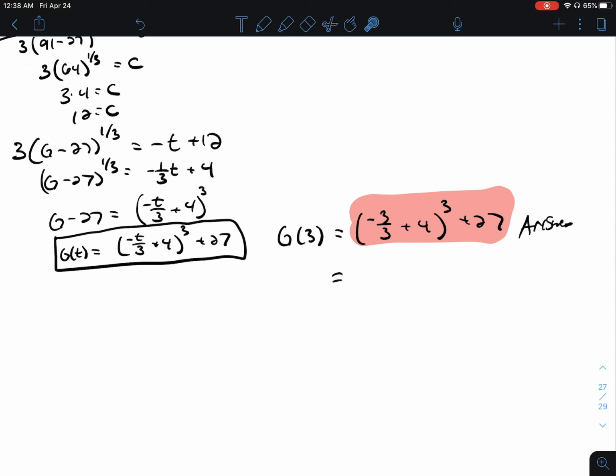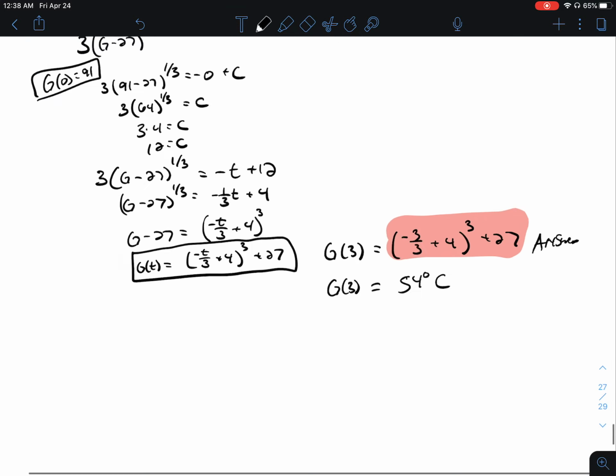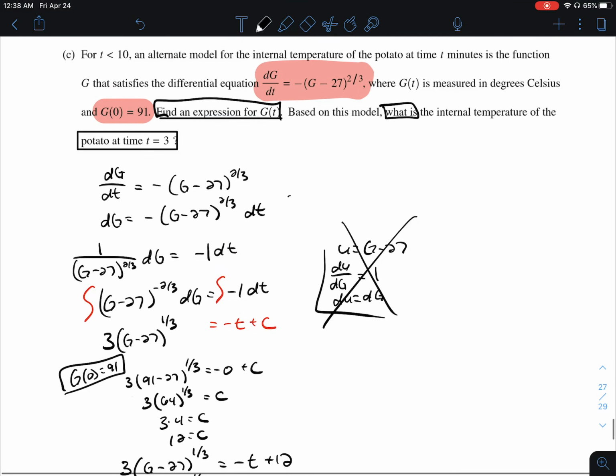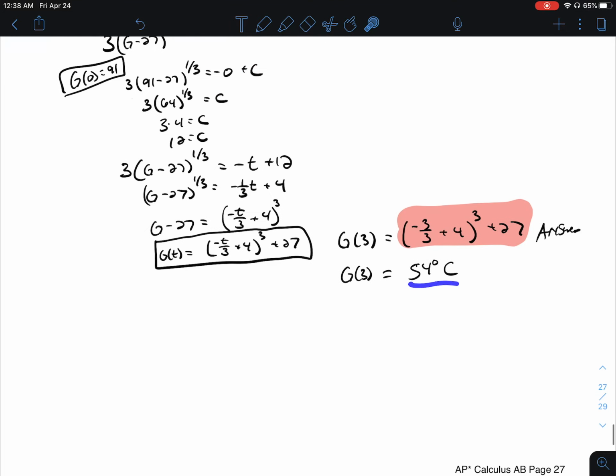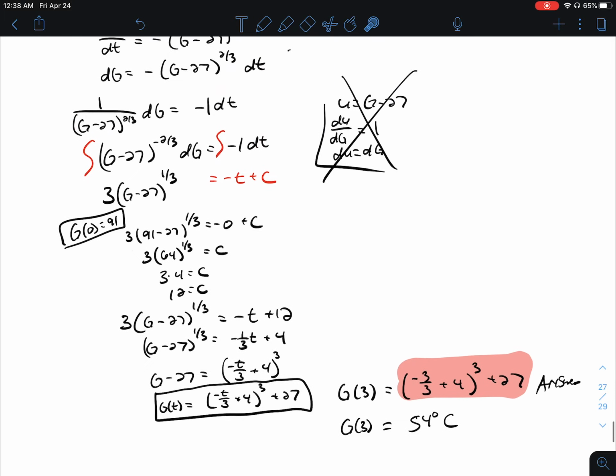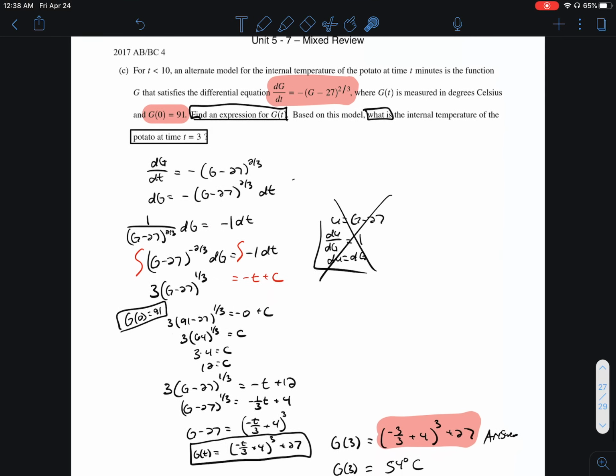Negative 1 over 3 is negative 1. Negative 1 plus 4 is 3. 3 cubed is 27. 27 and 27 is 54. I think the units for this were Celsius. It doesn't ask us to give proper units, so you don't have to. The initial temperature is 91 degrees. It seemed reasonable that 3 minutes later it could be 54 degrees Celsius. Sure. So that concludes that problem.